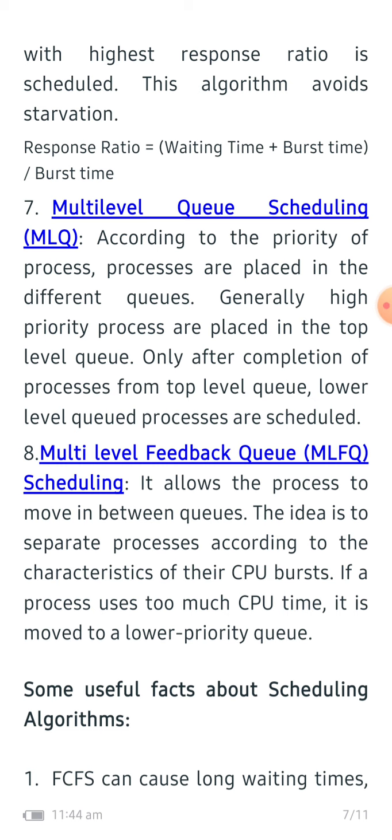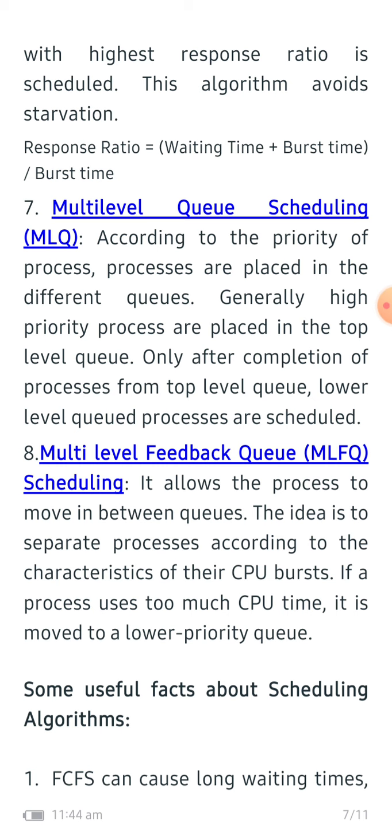Next is multi-level feedback queue, that means MLFQ scheduling. It allows the process to move between queues. The idea is to separate processes according to the characteristics of their CPU burst. If a process uses too much CPU time, it is moved to a lower priority queue.